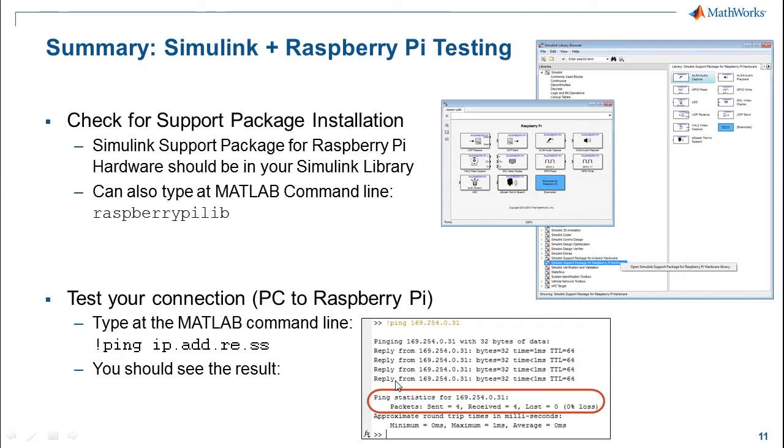Okay, as a summary for our testing, we checked for the support package installation. The Simulink support package for Raspberry Pi hardware should be in your Simulink library. You can also type at the MATLAB command line, raspberrypi lib. You want to test your connection from your host PC to your Raspberry Pi. Remember that ping command. Use exclamation point ping with your IP address and you should see the result with 4 packets sent, 4 received, and 0 lost. So that gives you an idea that you are connected correctly.